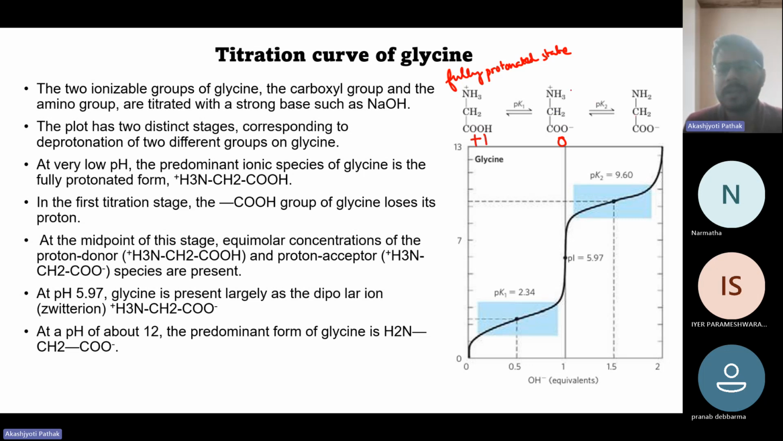And now you keep on adding OH minus, or keep on increasing the pH of the solution. Then what will happen? Gradually this hydrogen will also get lost, and you will be left with NH2 CH2 COO minus. The net charge is minus one in this case.